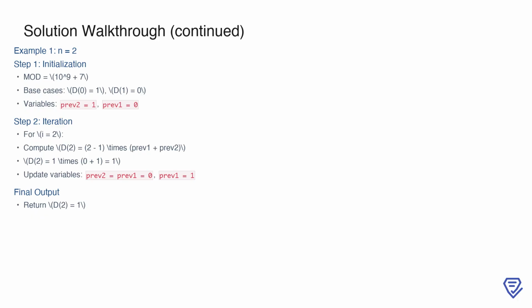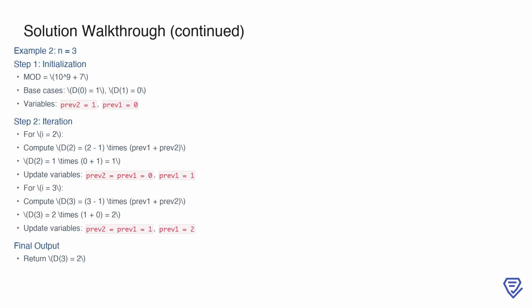Substituting the values, d2 equals 1 times (0 plus 1), resulting in 1. After this computation, we update our variables: previous 2 becomes previous 1, which is 0, and previous 1 becomes the current result, 1. Finally, we return d2, which is 1. Now let's extend this to n equals 3.